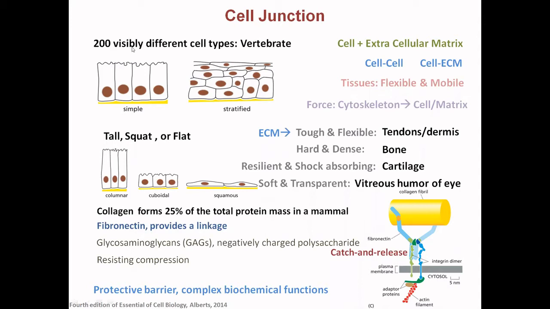There are 200 types of cells in the vertebrates based on the visible difference. The cells can be tall, columnar, squat or cuboidal, flat or squamous. So till now, we know that the cells are the structural and the functional unit of the living organism. It is so simple to understand.